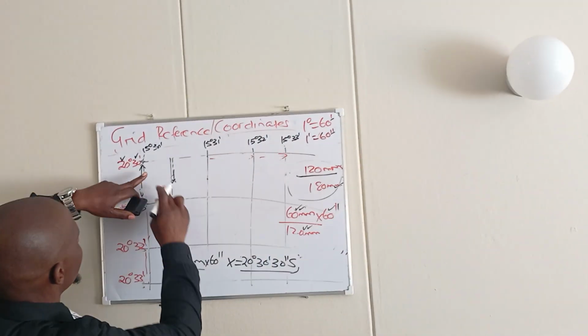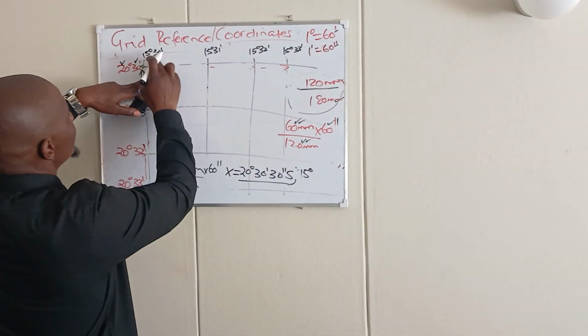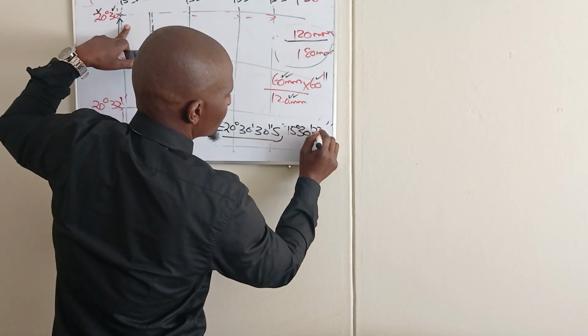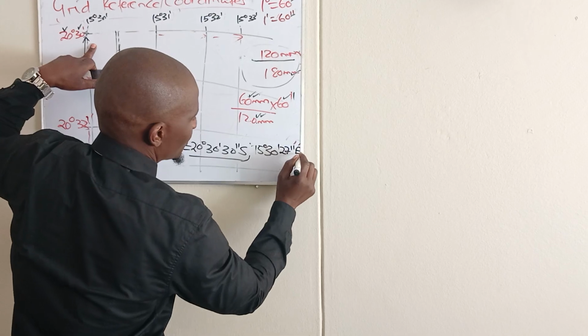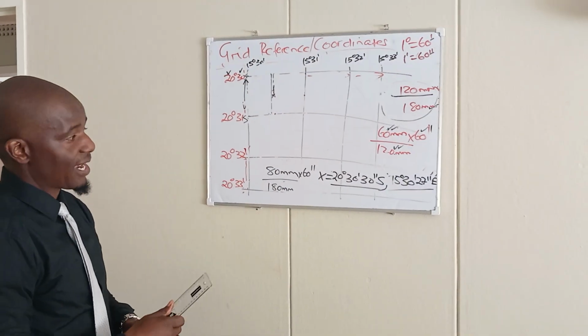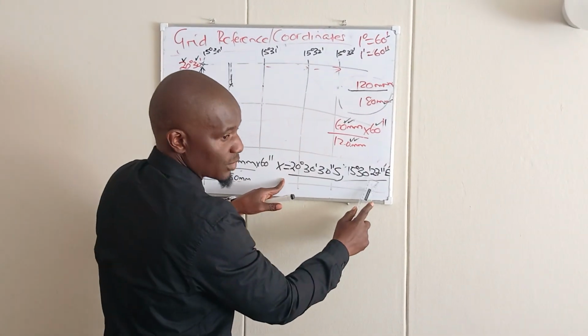Okay, so I'm going to check my answer now. It's 15 degrees here. How many minutes? 31. Okay, 15 degrees, 31 minutes and 27 seconds. So this is my coordinates. This is how I come up with my coordinates for x in relation to the latitude and also the longitude.